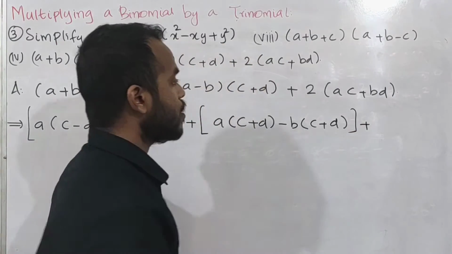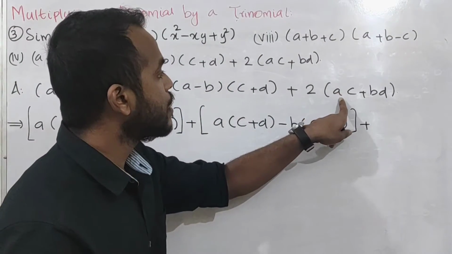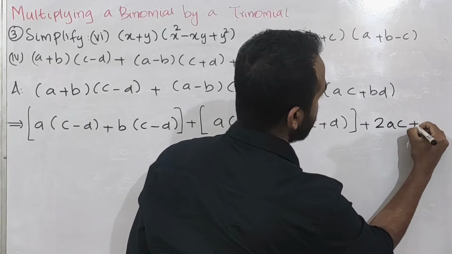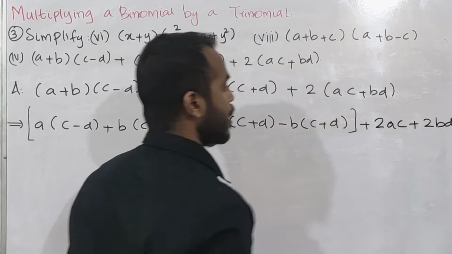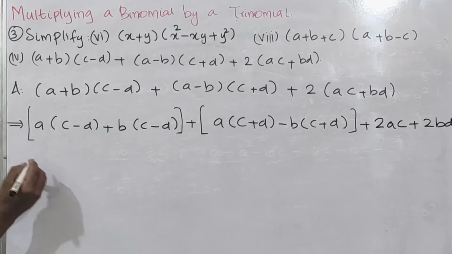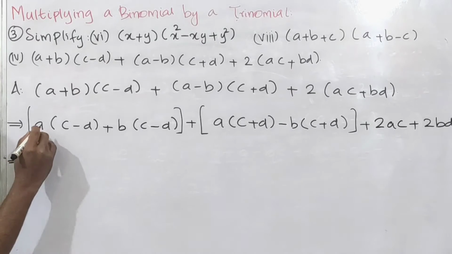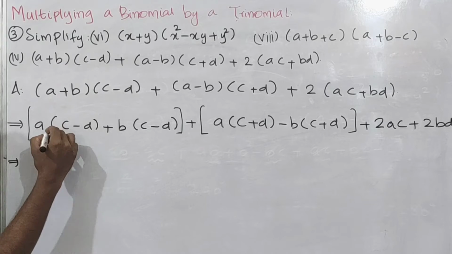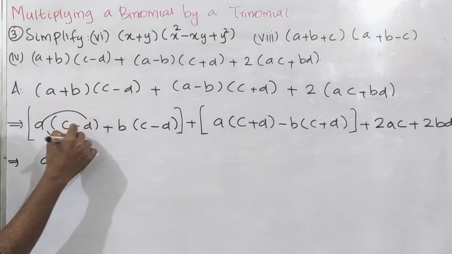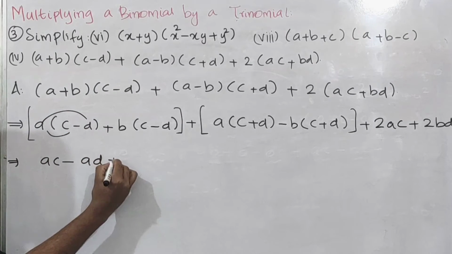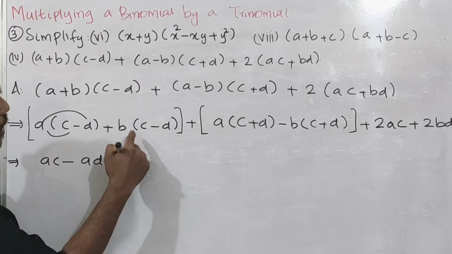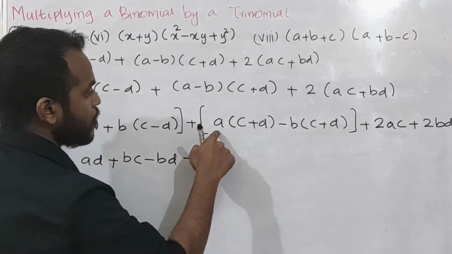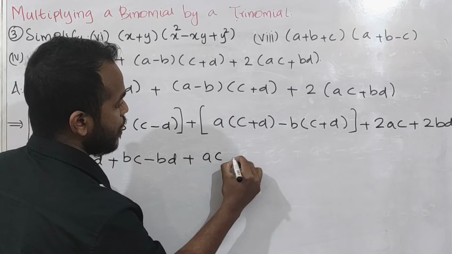Then we have a small term 2 to be multiplied with the terms AC and BD inside the bracket. So let's write 2AC plus 2BD. Then now let's simplify the remaining terms. Inside the bracket, what will be remaining? A into C is AC, A into D is minus AD, plus B into C is BC. Then B into D is minus BD, plus A into C is AC, plus.